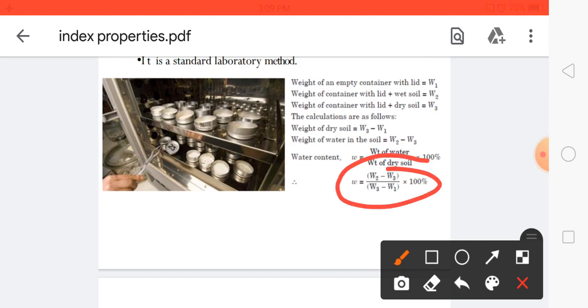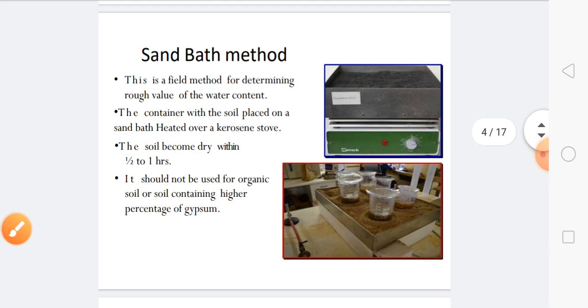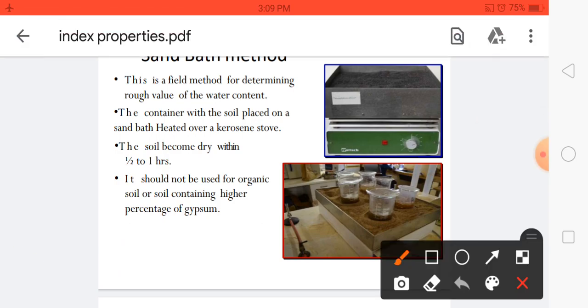We use this same equation. Clear? Initial weight, final weight, and after drying, again we will take this W3 weight. We use the same equation in this method also, but there is one difference here. In this method, it is not possible to maintain the temperature.